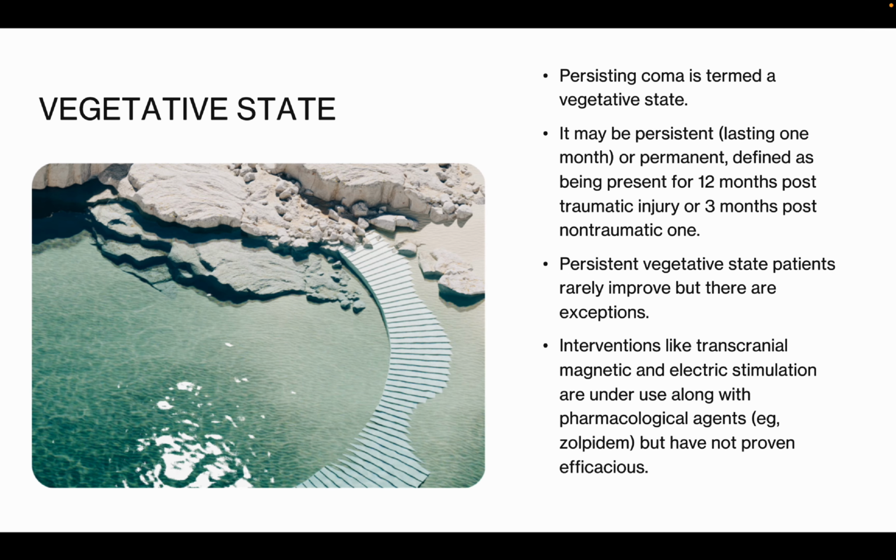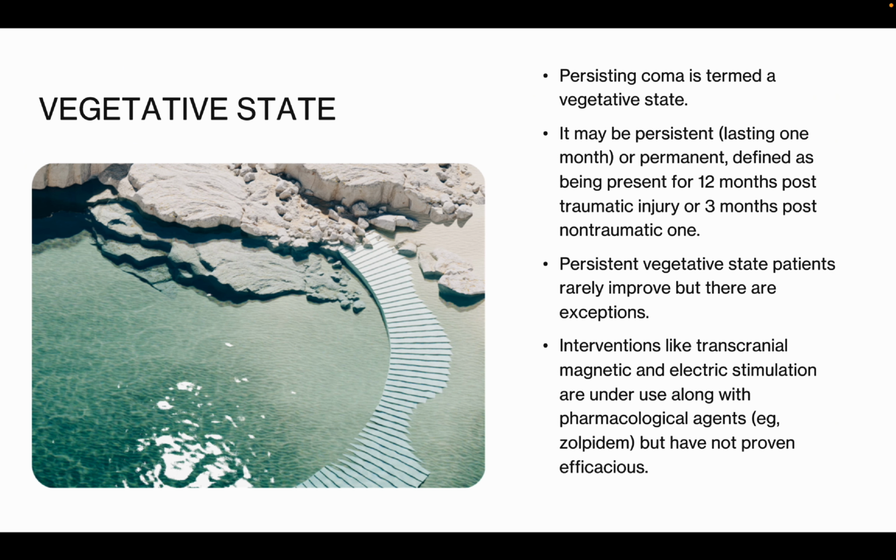Now, you need to know what is a vegetative state. As explained here, you have a persistent comatose state, which is called a vegetative state. Now, how do you define it? It either may be persistent, okay, that is which is lasting for about 1 month. The patient is in a constant comatose state and not waking up, or it will be permanent. The permanent one is defined as a comatose state that lasts for at least 12 months after a traumatic brain injury, or at least 3 months after a non-traumatic one.